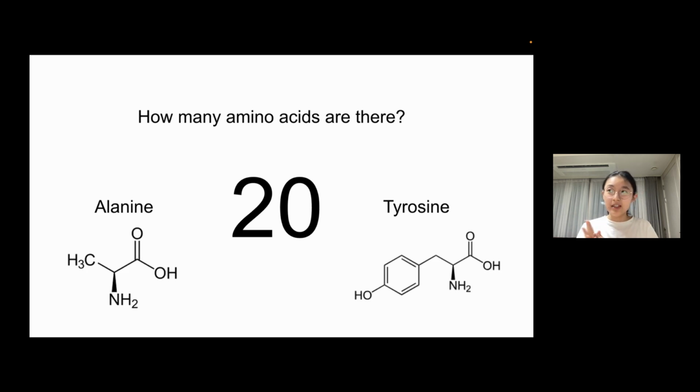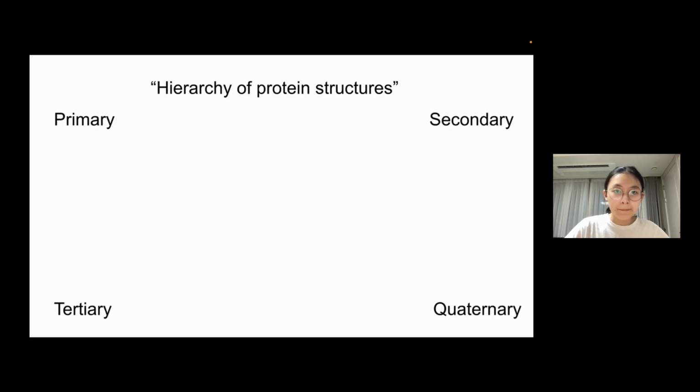Examples of non-essential amino acids that can be synthesized are alanine and tyrosine. Alanine is, I think, synthesized from pyruvate. It's made up of pyruvate. And tyrosine, I think it was phenylalanine, and then it combines with the hydroxyl group in order to form tyrosine. So these are examples of non-essential amino acids because we can synthesize them in our body.